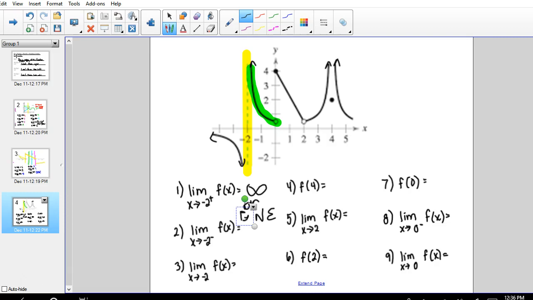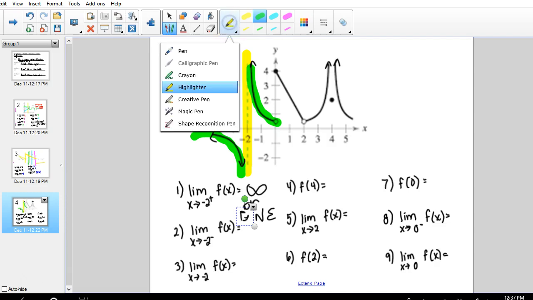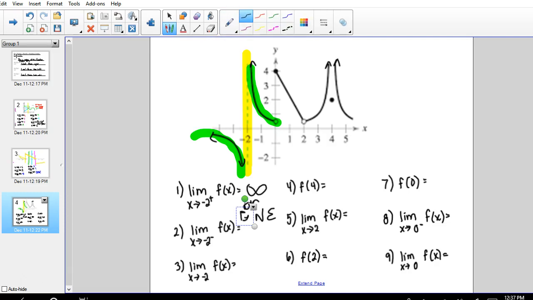If I'm looking from the left of that same point, so the limit as x approaches -2 from the left, I'm starting over here. And I'm going to do this. What's the answer going to be for that one? Negative infinity, because those y values are getting lower and lower and lower and lower. Or possibly does not exist, but.